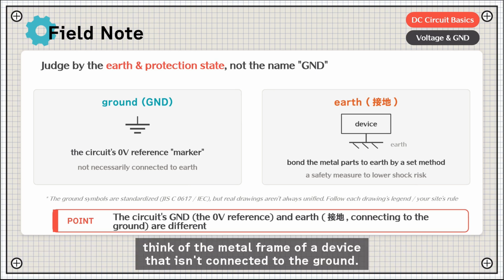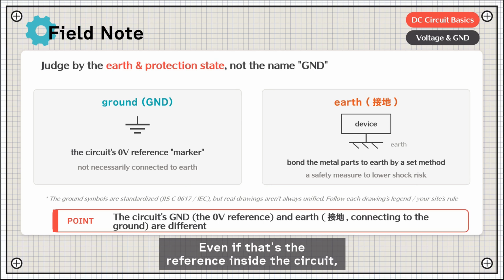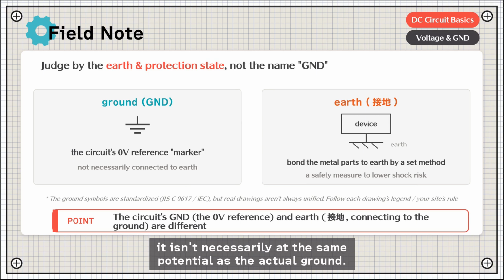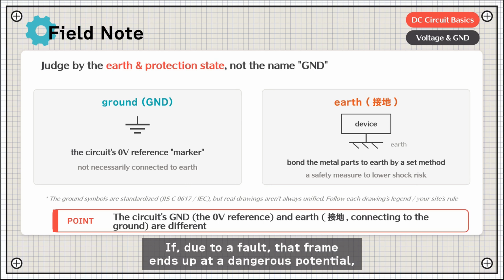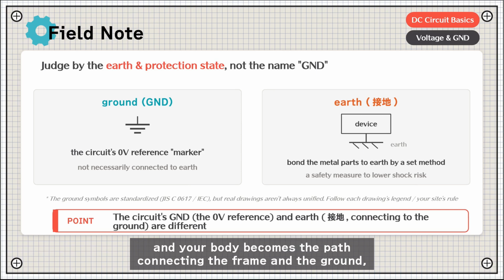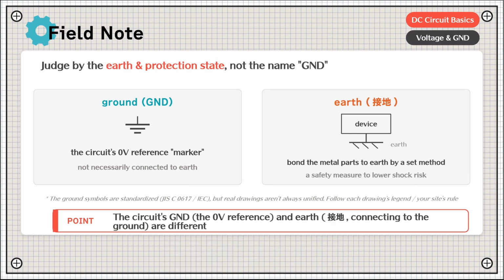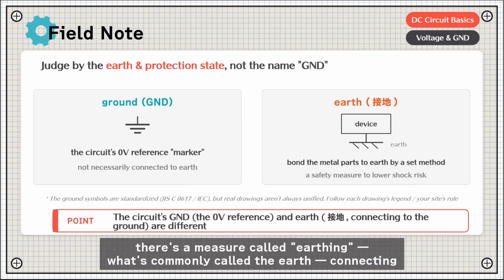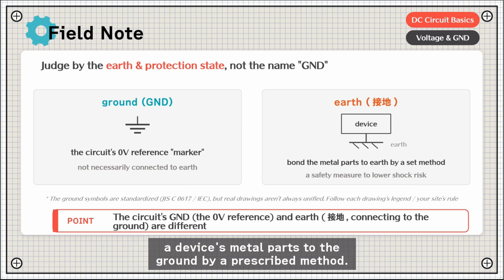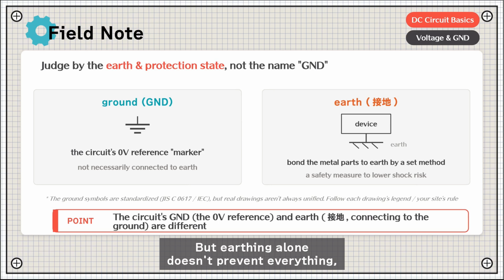For example, think of the metal frame of a device that isn't connected to the ground. Even if that's the reference inside the circuit, it isn't necessarily at the same potential as the actual ground. If, due to a fault, that frame ends up at a dangerous potential, and your body becomes the path connecting the frame and the ground, electricity could flow through your body and you could get a shock. To lower this risk of shock, there's a measure called earthing, what's commonly called the earth, connecting a device's metal parts to the ground by a prescribed method. But earthing alone doesn't prevent everything, and we won't go into its specific mechanism today.